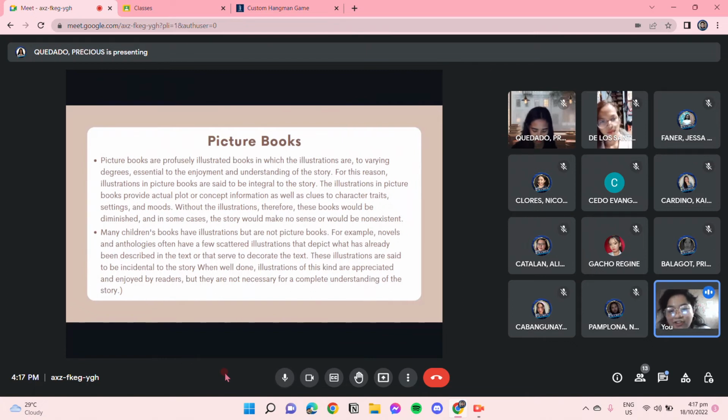Okay. These illustrations are said to be incidental to the story. When well done, illustrations of this kind are appreciated and enjoyed by readers, but they are not necessary for a complete understanding of the story. Okay, that's it for my topic.